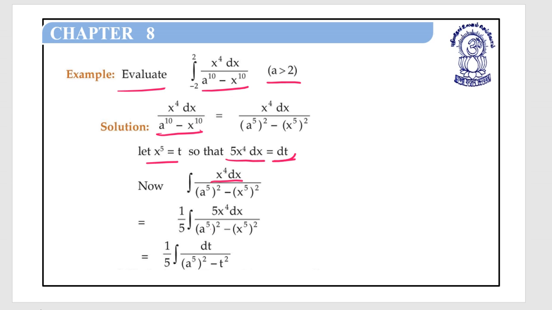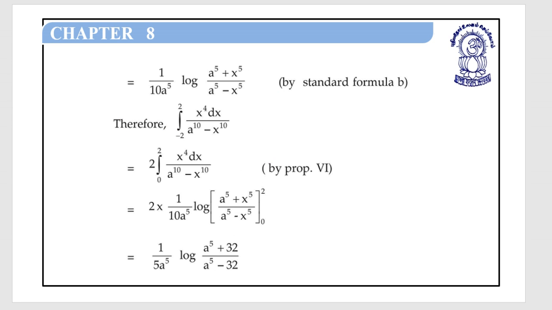Here we are multiplying with 5 and 5 in numerator and denominator. So 5x raised to 4 dx is dt. So directly we can write dt upon (1 upon 5 a raised to 5) square minus t square. So 1 upon 10 a raised to 5 log (a raised to 5 plus x raised to 5) upon (a raised to 5 minus x raised to 5) by standard formula.